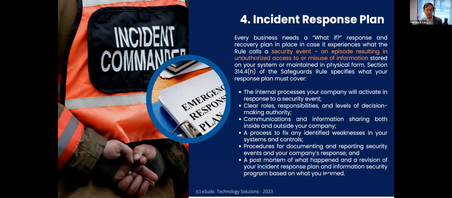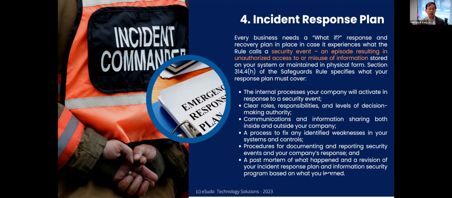So the last part of this is, if you do get compromised, you want to have an incident response plan in place. This incident response plan is your emergency response plan. Just like you have an earthquake response at your home, you need to have this for your business. What happens if you do get compromised or somebody breaches your system?